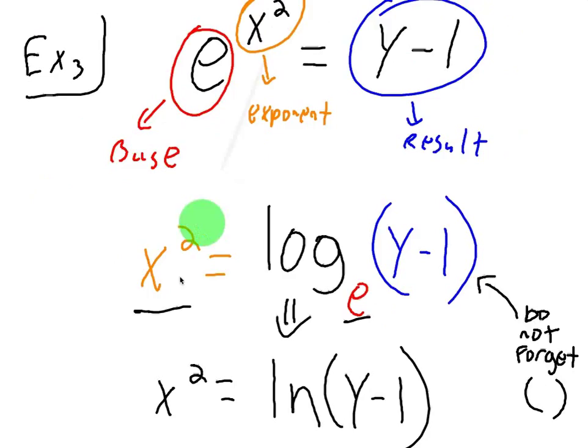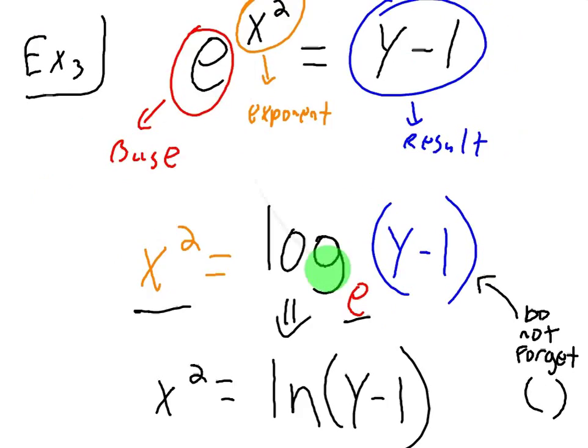So first of all, your exponent is your answer, x squared. Does that exponent have another exponent? Yes, it does. Oh no. Doesn't matter. It's still just your answer to the log. So you're going to put the exponent as your answer on the other side of the equal sign.